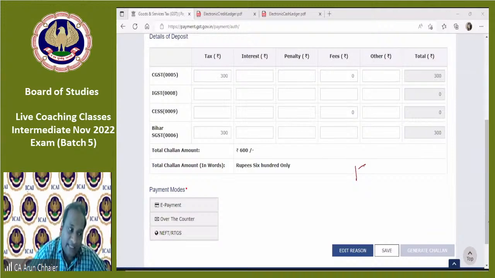Rekha asks, tax paid by the recipient to the supplier is credited to the credit ledger, am I right? Yes. But how will it be credited? You have to add it in GSTR 3B. Then it will be credited to the electronic credit ledger.